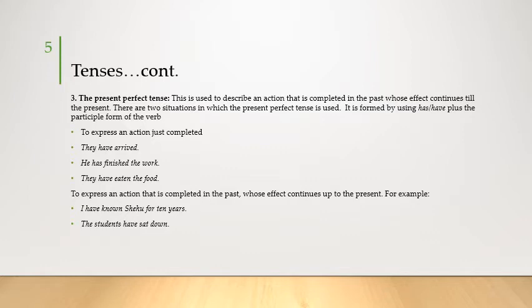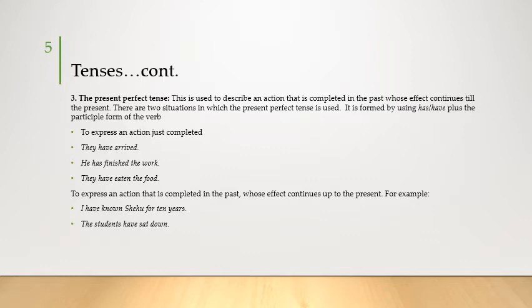So in these sentences you find out how present perfect tense could be used to express an action that has just been completed. Now, present perfect tense can also be used to express an action that is completed in the past, but whose effect continues up to the present. For example, I have known Shehu for 10 years. The students have sat down. You find out that these sentences express an action that is completed in the past, but still the effect continues up to the moment.